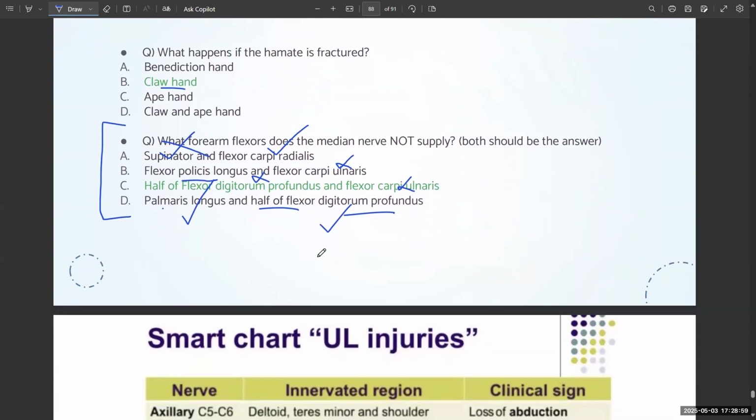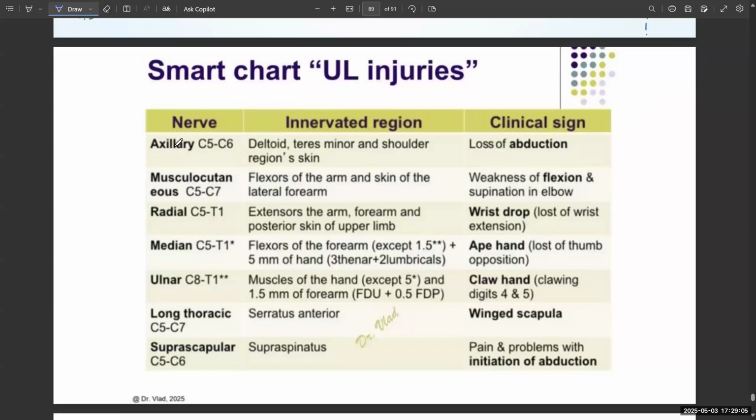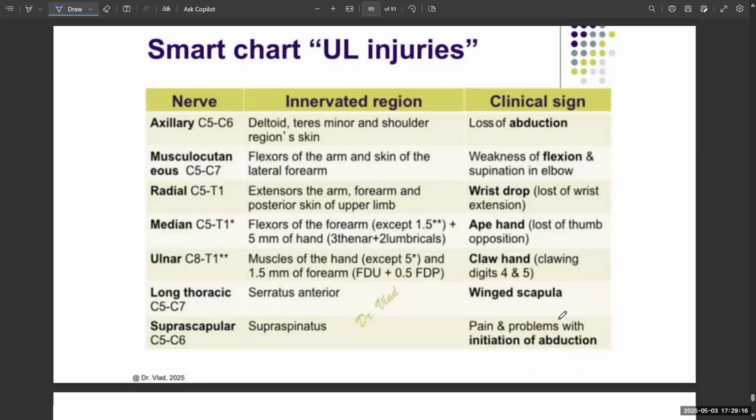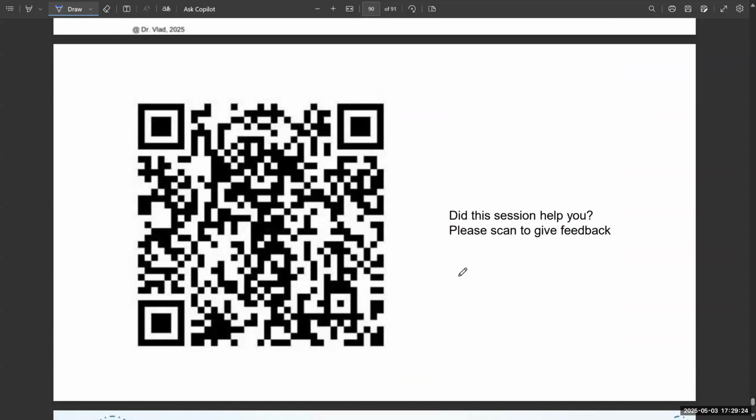Now, moving on, we have the SMART chart from Dr. Vlad's lectures. We have the axillary nerve, we have the musculocutaneous, and then we have the radial, median, ulnar, long thoracic, and suprascapular. Okay, so these are the clinical signs, just a little table that you can go over.